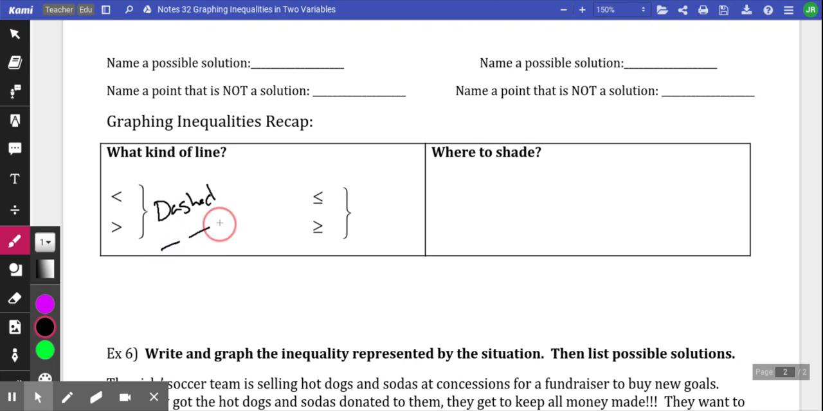So that's going to look something like this. Versus if it says or equal to, that's when you're going to use a solid boundary line because those points on the boundary line are a part of the solution.